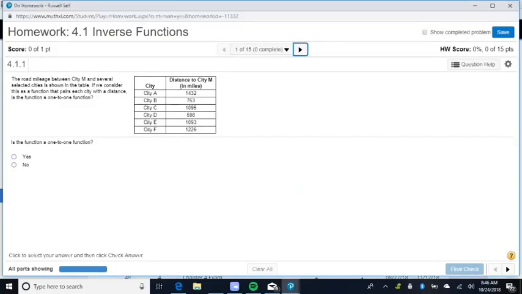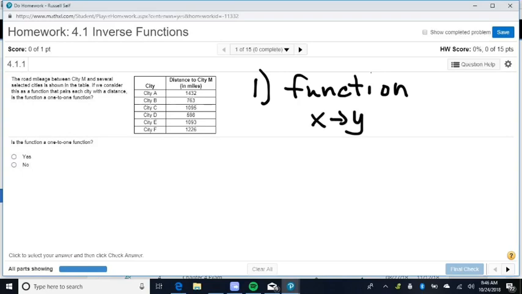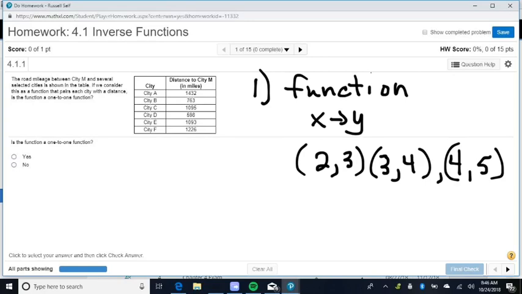so that we can look at some functions. Remember, first of all, remember that we define a function where every x leads to some y, right? And it's not a function if an x leads to more than one y. Say we have 2, 3, 3, 4, 4, 5.